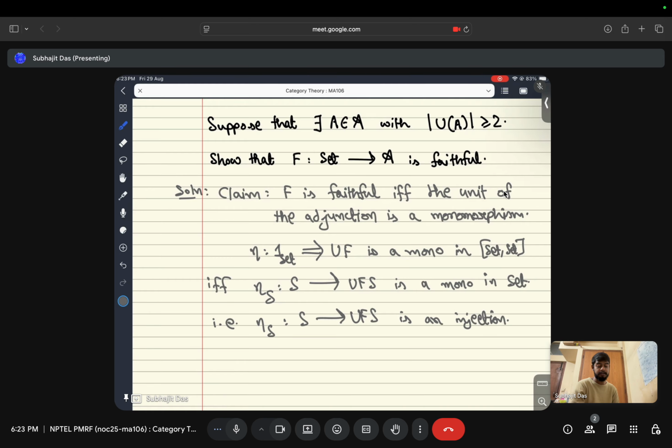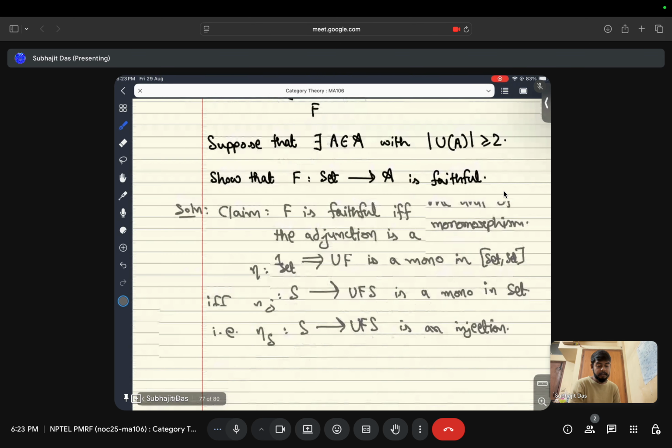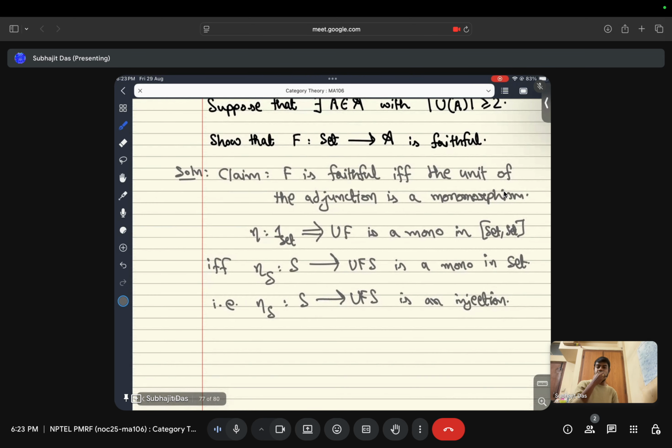So how do you show this? Let's quickly understand what we are doing. To show that our left adjoint functor F from Set to A is faithful, it is enough to show that each eta_S is an injection, a mono in Set, for each S in Set.